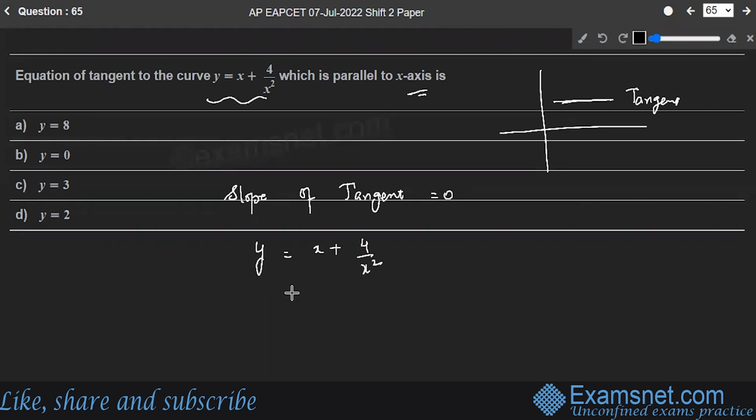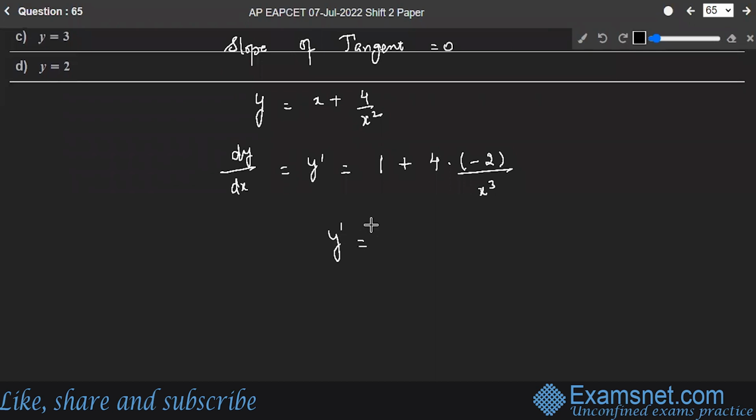So if you want to find out at any point the slope of this curve, this is given by taking the derivative of y with respect to x, which can also be written as y dash. This is equal to, what is the derivative of x? 1. Derivative of 4 by x squared: the derivative of 1 by x squared is minus 2 upon x raised to power 3, which makes the derivative of the curve 1 minus 8 upon x cube. So this is the derivative, or you can say this represents the slope also.